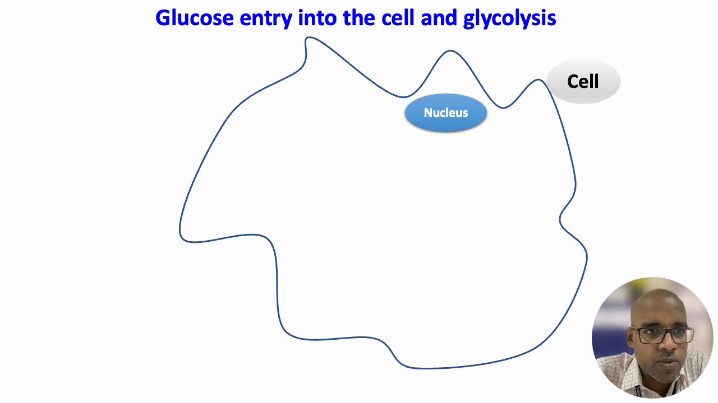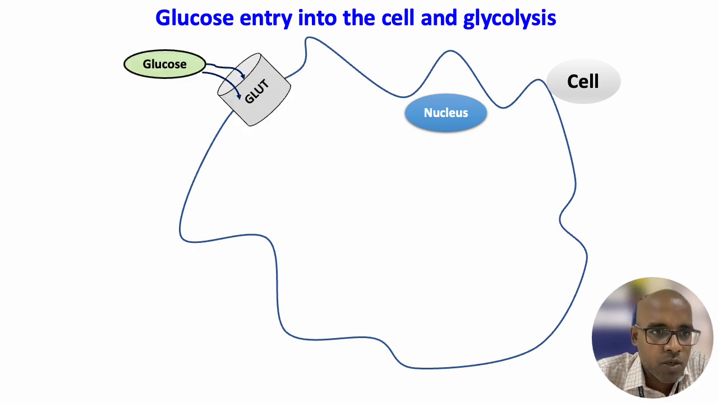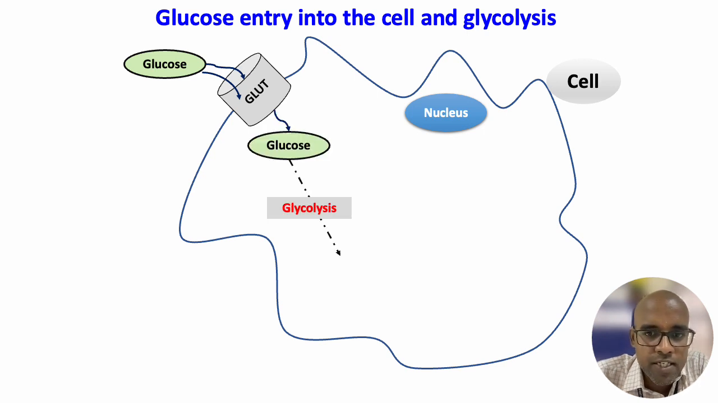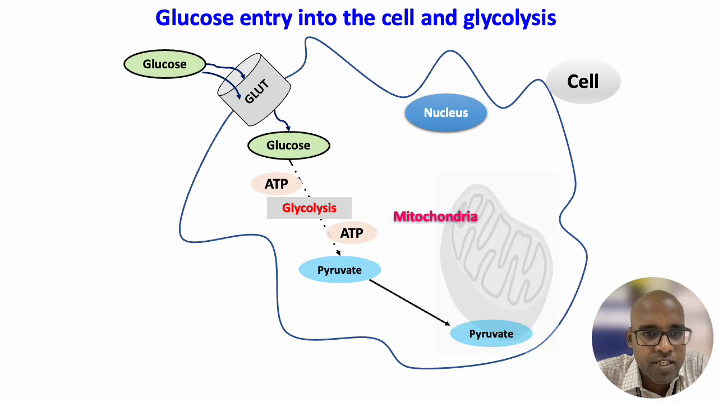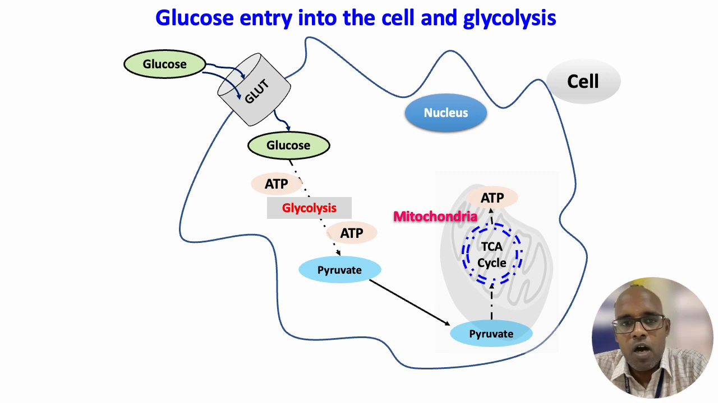So glycolysis is this. Glucose enters from the blood into a cell through a transporter called GLUT2, or glucose transporter. Once it enters a cell, glucose undergoes the first primary metabolic pathway, glycolysis, to form pyruvate. This pyruvate subsequently enters into mitochondria and is converted to acetyl-CoA, which enters into the TCA cycle to produce ATP. However, this is not what happens in all the cells.